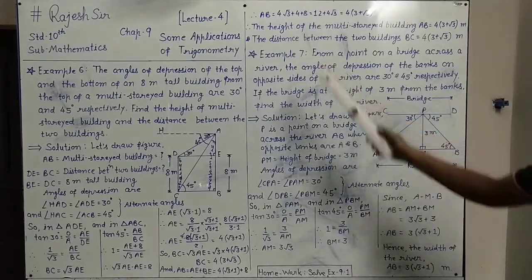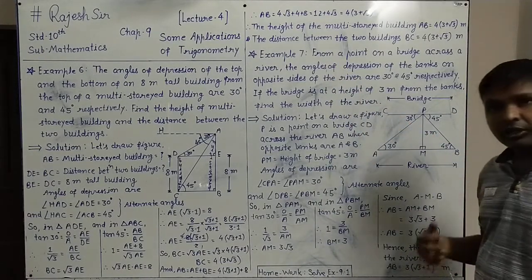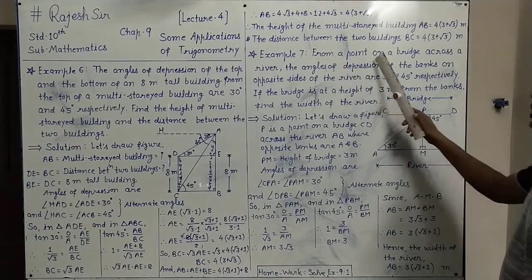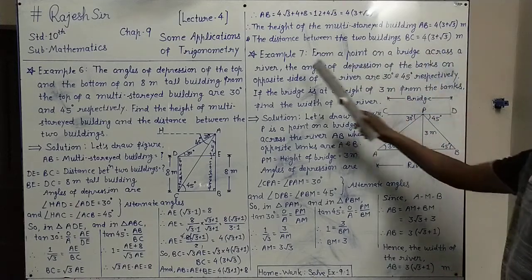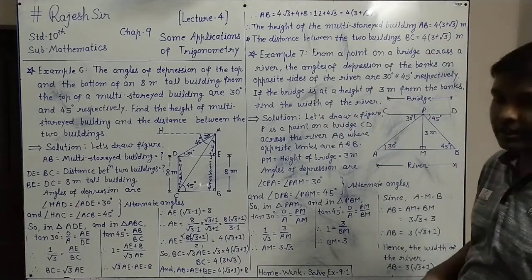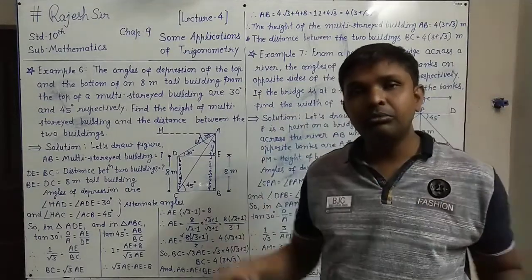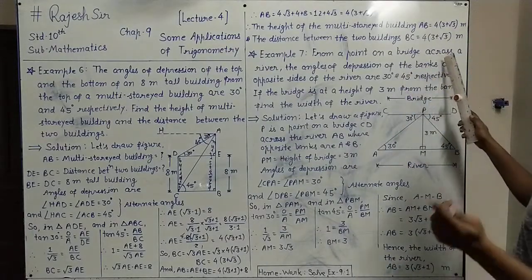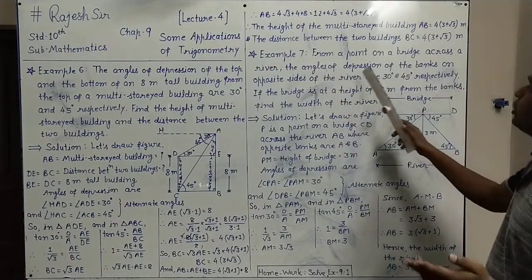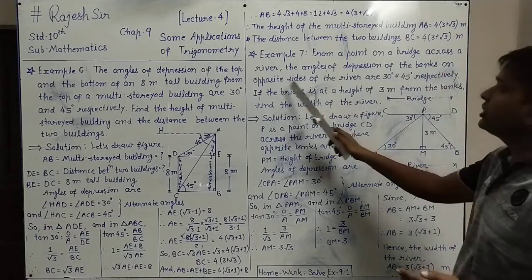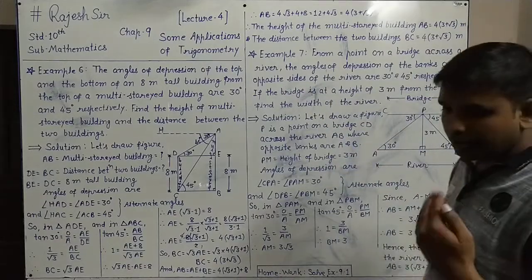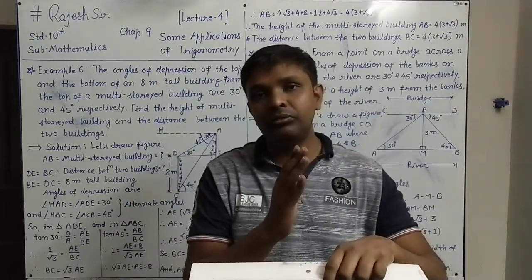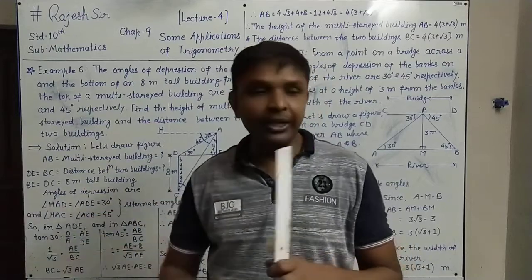Next example, example 7, is also related to angle of depression only. So let's see how to deal with this also. From a point on a bridge across the river: you can understand that bridges are built across the river, above the river. So on the bridge one point is there. From there, the angles of depression of the banks on opposite sides of the river. From the point on the bridge, above the river, from that one point, you have to see the opposite banks of the river.